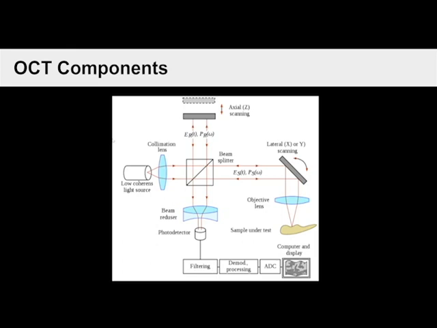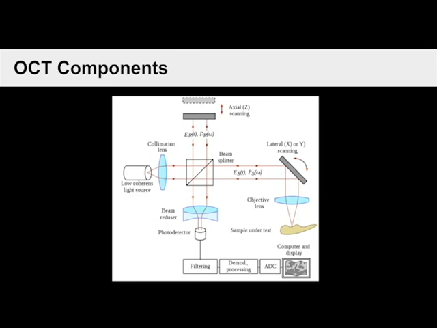Here we can see the components of an OCT. The OCT starts off with a superluminescent diode, which creates low coherence light over here. Next, the light beams go through a collimating lens to make them parallel. And next we have a beam splitter that turns the light beam into a probe beam that goes in this direction and a reference beam that goes in the C direction up here.